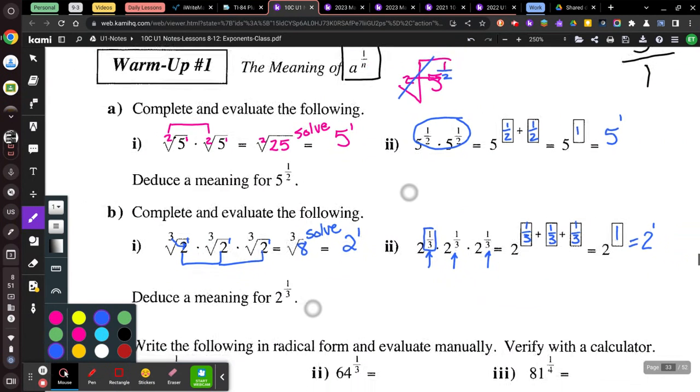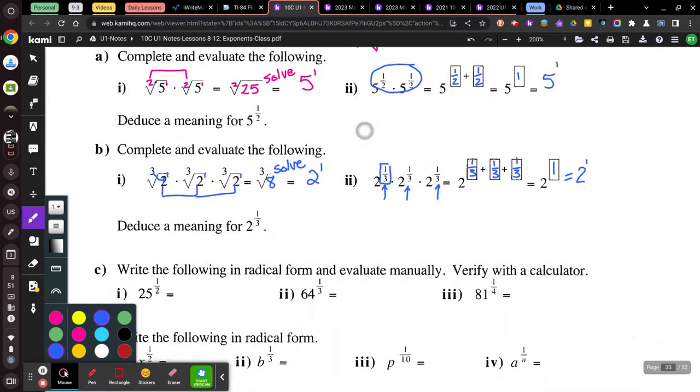So what we're trying to find out is, what is the meaning of it? Well, this is the same thing as saying root 5 to the 1, index of 2. This is saying cube root 2 to the 1. That's what that's telling me. So whenever I've got a fraction exponent, you're actually taking a root of it.